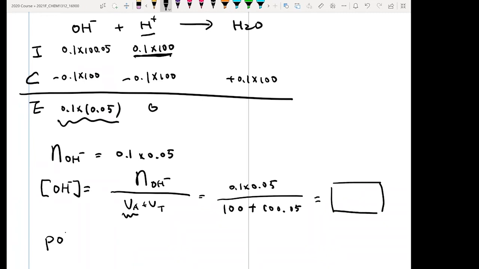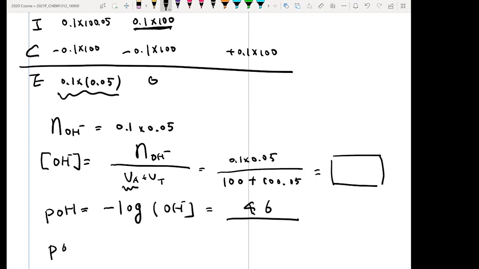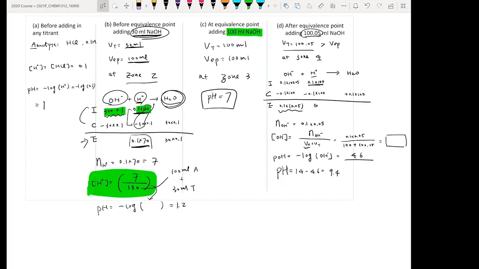Then you can calculate your pOH. It's going to equal the negative log of your OH minus concentration. So that's 4.6. Then what is your pH? It's going to be equal to 14 minus 4.6, right? It's 9.4. I want to actually get back to this value again, okay?